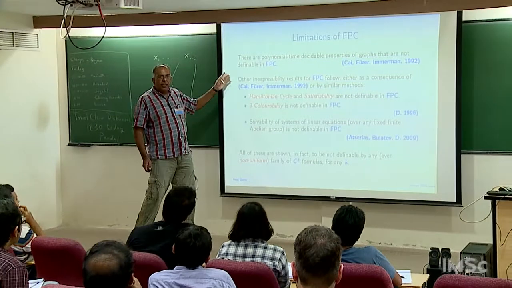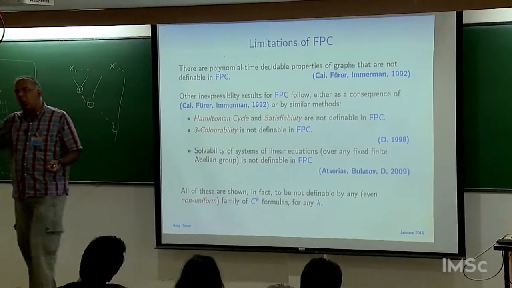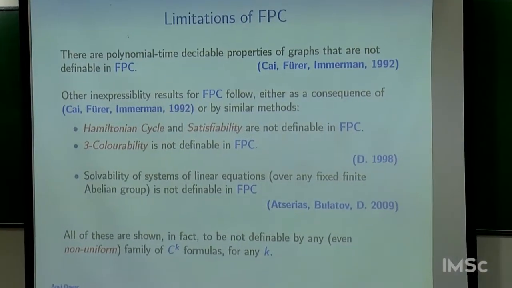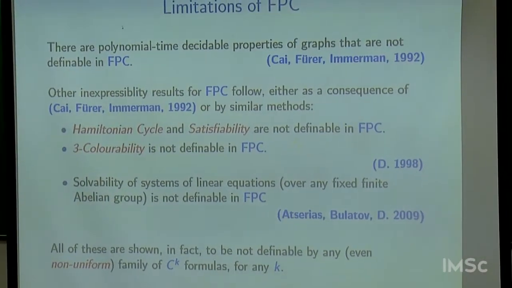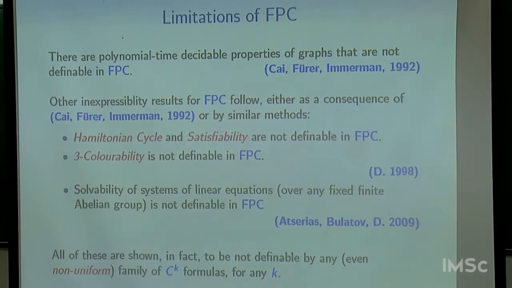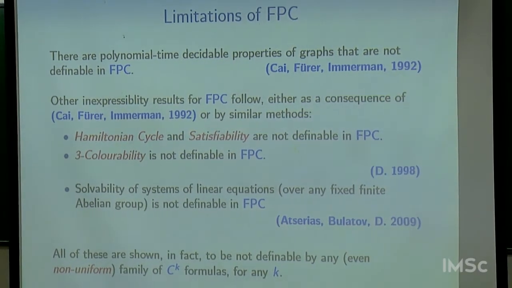In fact, again, just like with FP, these lower bounds are proved by showing that any non-uniform, even a non-uniform family of CK formulas cannot define these problems, right? So it's crucially this bound K, this constant bound on the number of variables, which is used in these proofs. Okay.